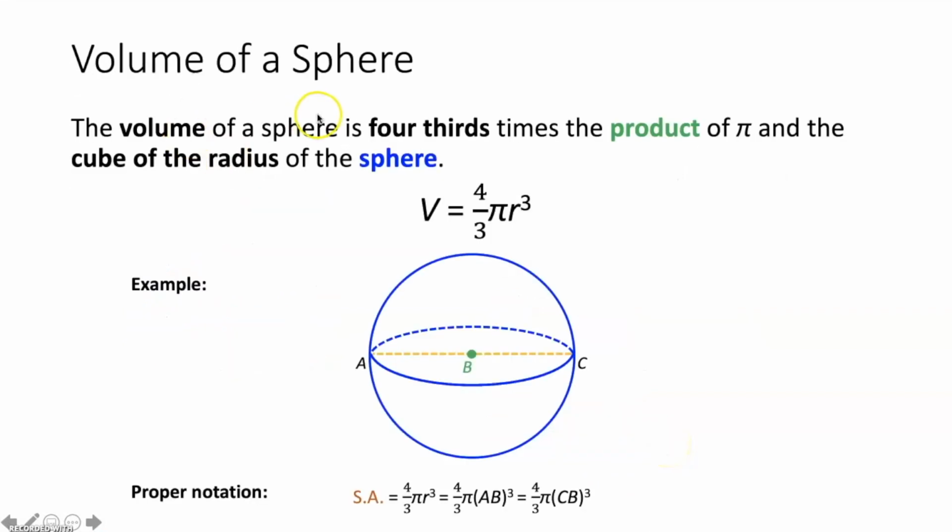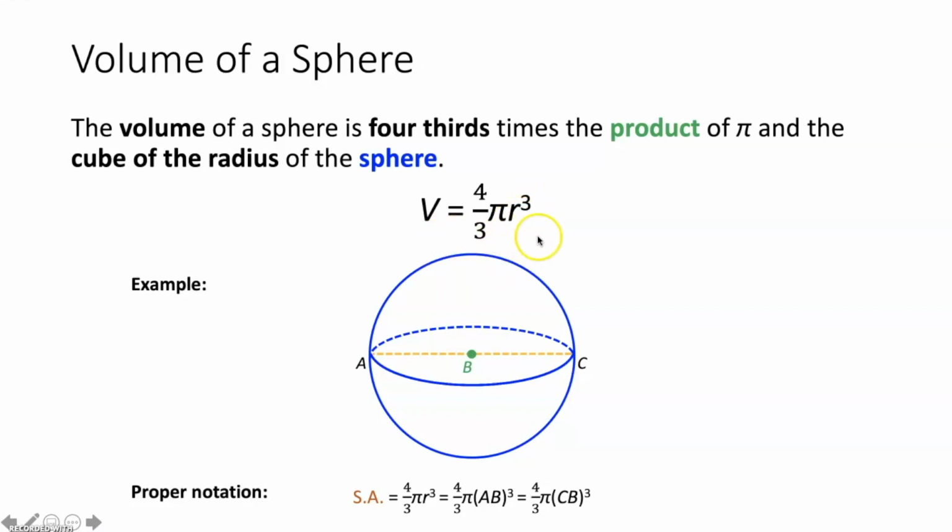Now let's talk about the volume of a sphere. The volume of a sphere is 4/3 times the product of pi and the cube of the radius of the sphere, or V is equal to 4/3 pi r cubed. Now remember, volume is just the amount of three-dimensional space that this sphere is going to take up. So if I want to find the volume of a sphere, I need to use this formula, 4/3 pi r cubed. Again, the only thing you need is the measure of your radius, just like the surface area formula.